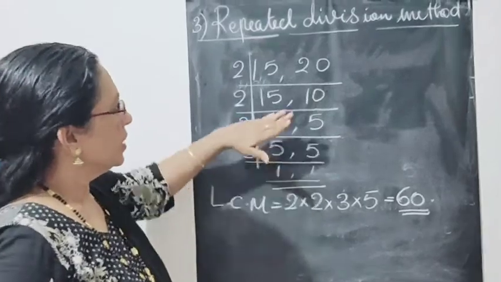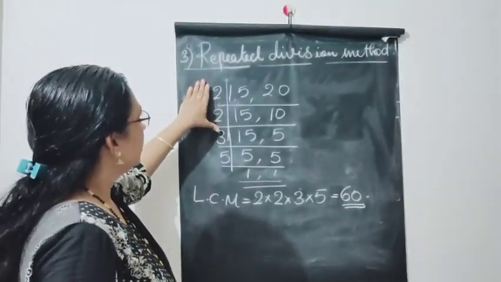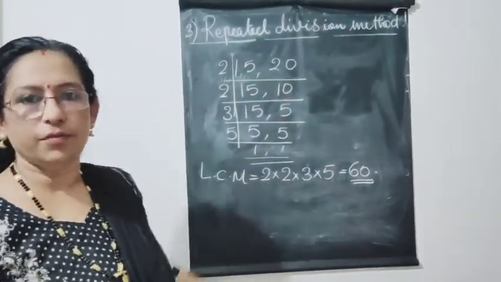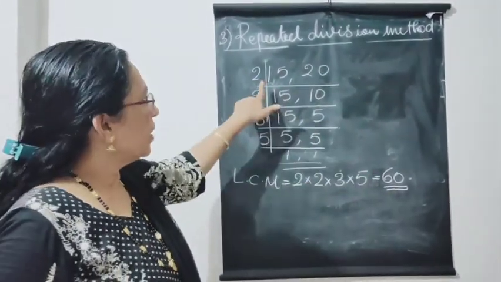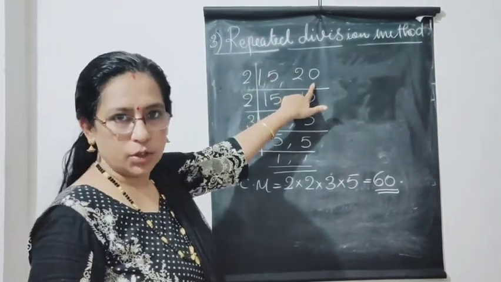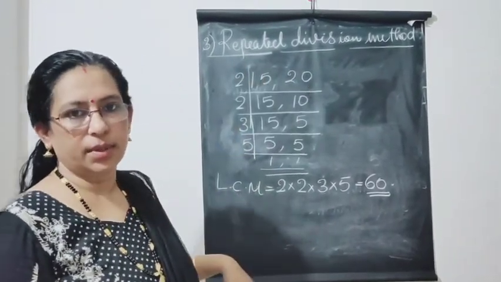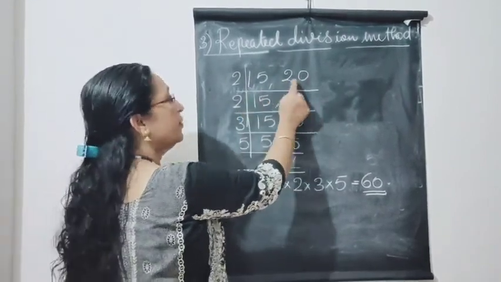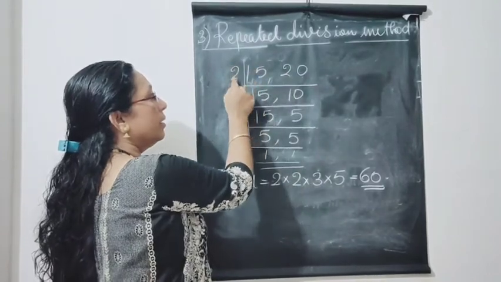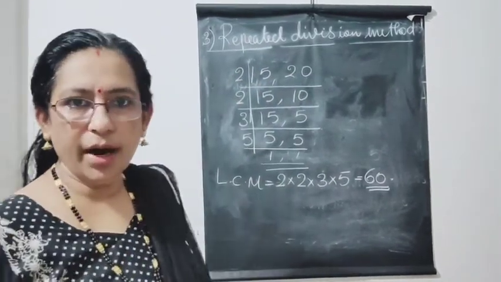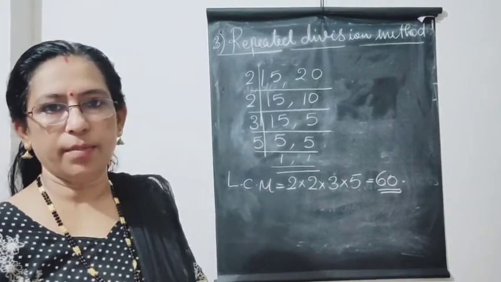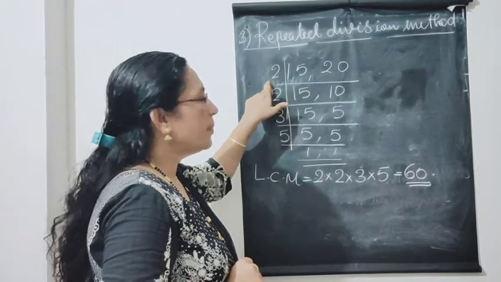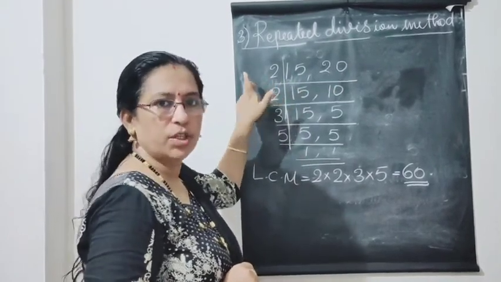Okay. How to do it using this method? First we have to write the numbers. The same question, 15 and 20. First we write the number 15, then 20, then prime factorize the numbers. What do we have to check first? Out of 15 and 20, using a prime number, we have to divide. So take the smallest prime number. 2 is the smallest prime number. Then check it out. Is 15 divisible by 2? Is 20 divisible by 2? Is it possible or not?